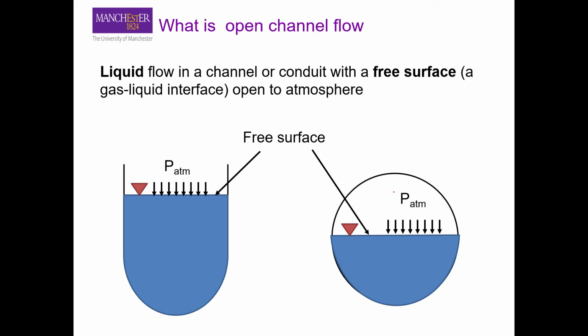Similarly, you can have open channel flow inside a circular pipe if you are maintaining a free surface, for example, in this case here, with atmospheric pressure applied on the surface of the liquid. If this pipe is completely filled, so there is no free surface, we will call it a pipe flow. But if there is a gap inside the pipe and you have a free surface with the atmosphere, we will consider it as an open channel flow.